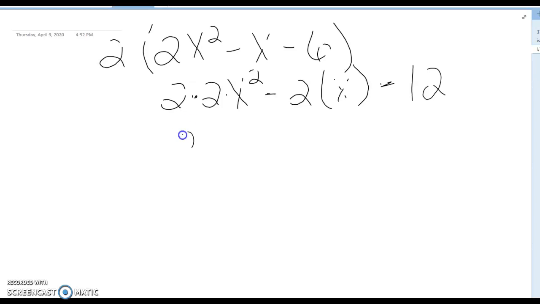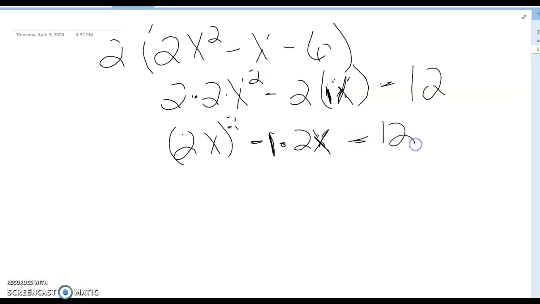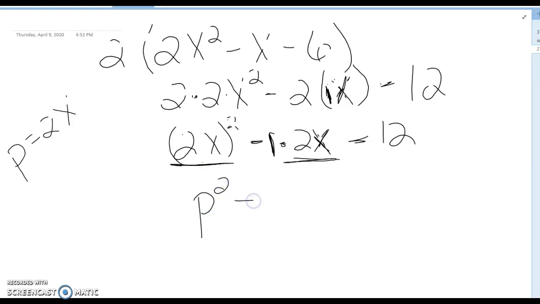What I really have here is 2x squared minus 2x. And before we had a number, keep in mind this is 1 times x. There's a 1 here in front of this x. We just don't have to write it. Minus 12. You can see what we're going to substitute this time. We're going to substitute the 2x. Over on the side here, I'm going to write p is equal to 2x. And then instead of 2x, I'm substituting in p. p squared minus p minus 12.